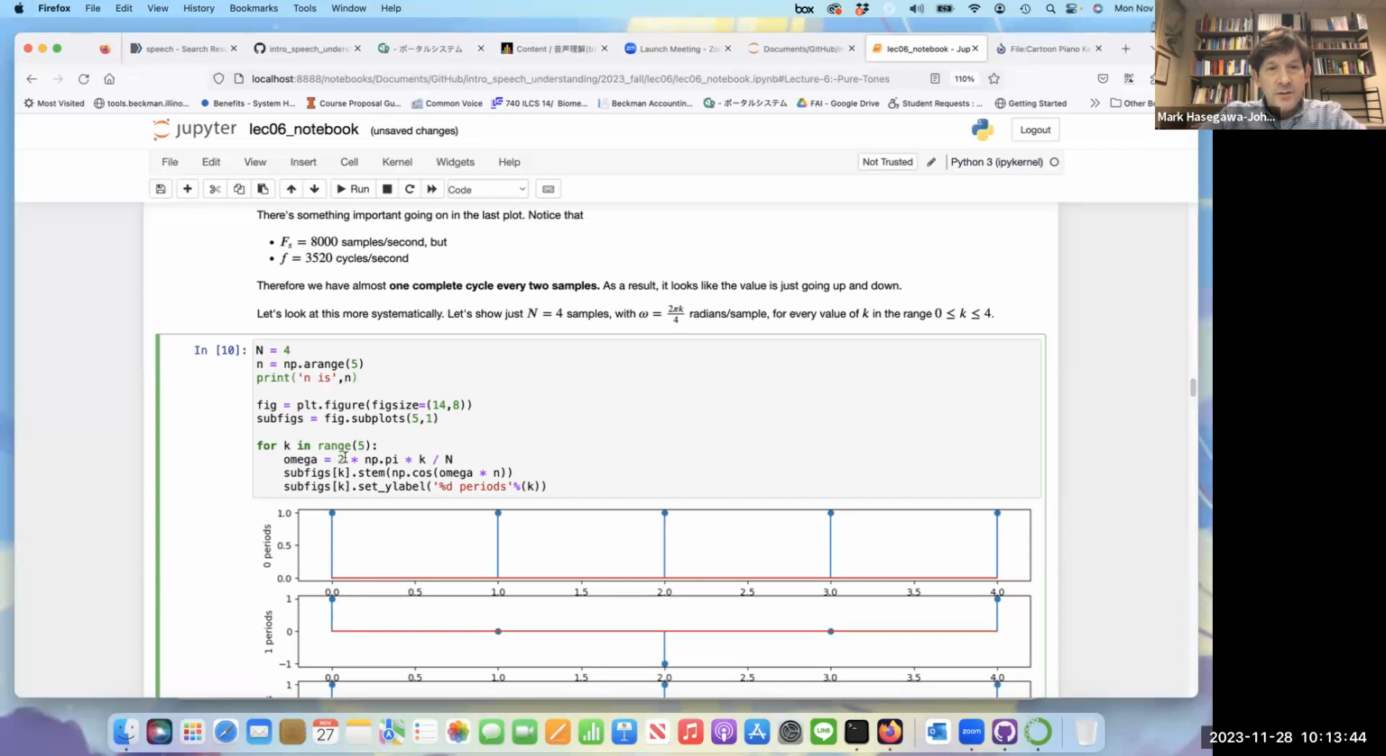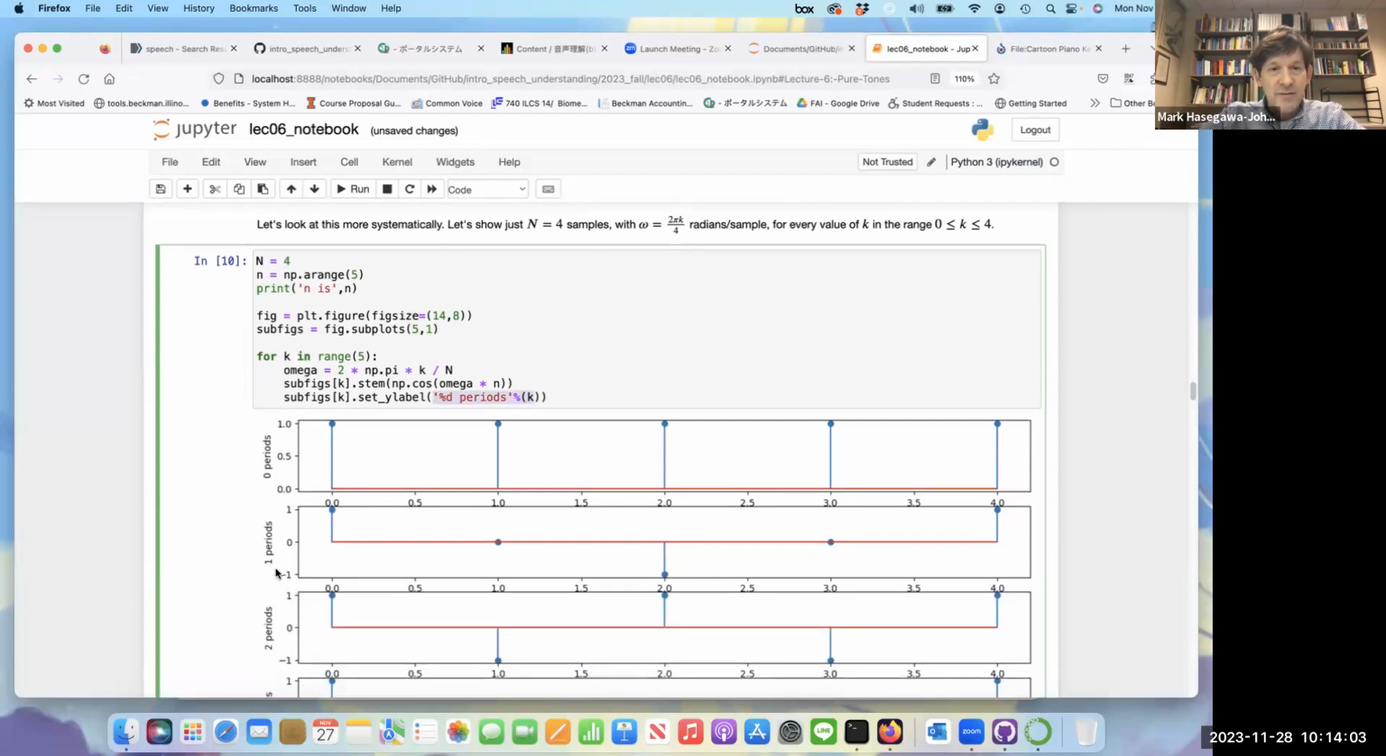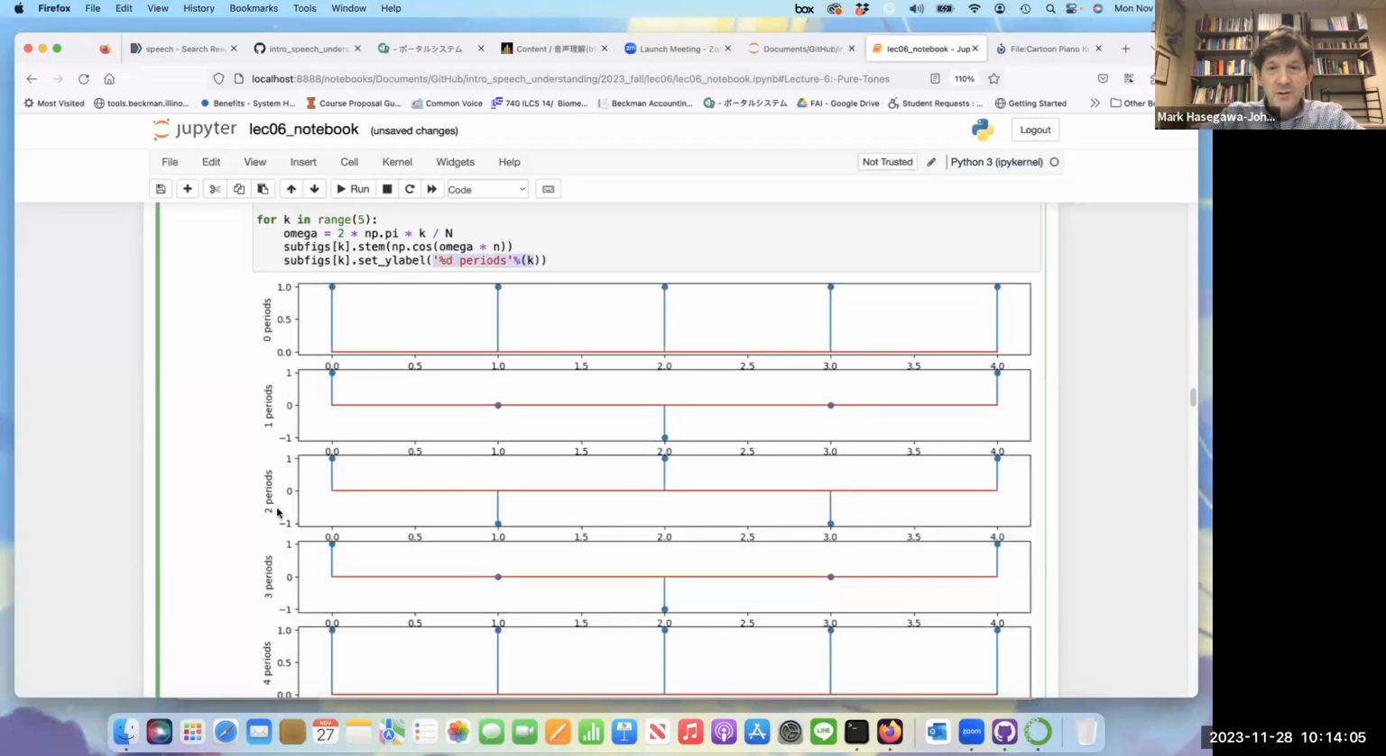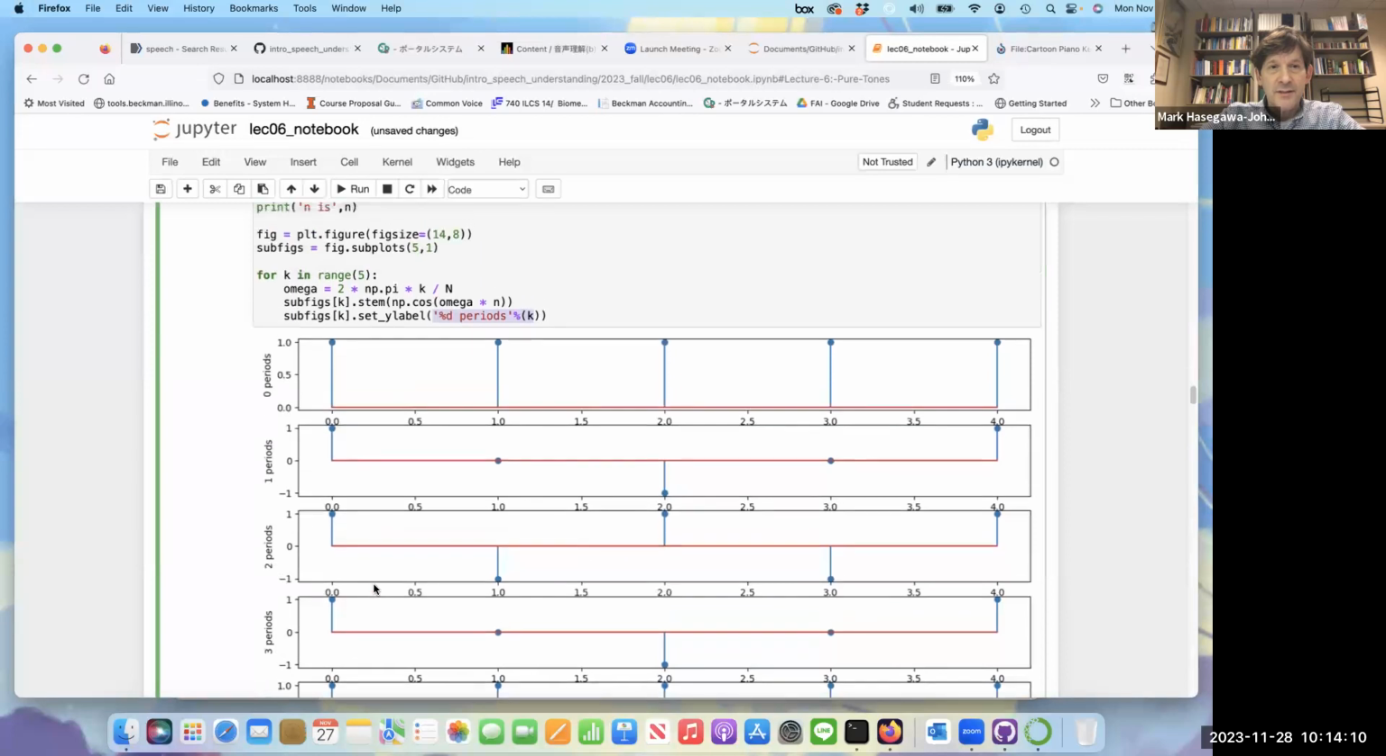And then I'm going to plot frequencies 2 times pi times k over capital N, where capital N is 4. So I start out with 0 hertz. Here I set the label %d periods. So here I have 0 periods, and then I have 1 period, and then 2 periods, and then 3 periods, and then 4 periods.